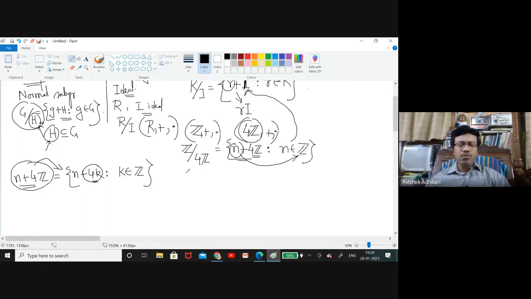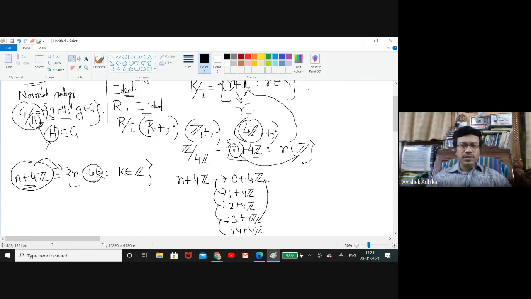So how many different types of elements can you see? n plus 4Z may be 0 plus 4Z, it may be 1 plus 4Z, it may be 2 plus 4Z, it may be 3 plus 4Z, and it may be 4 plus 4Z. Now just have a look at what would be the difference between 0 plus 4Z and 4 plus 4Z.